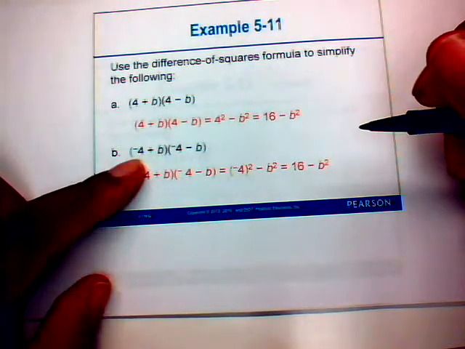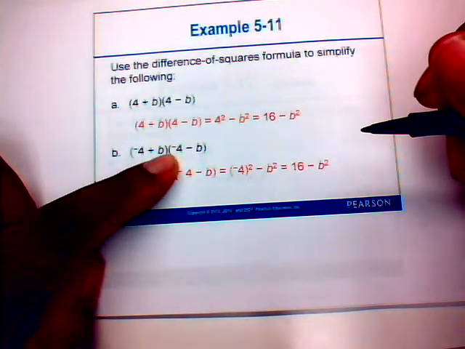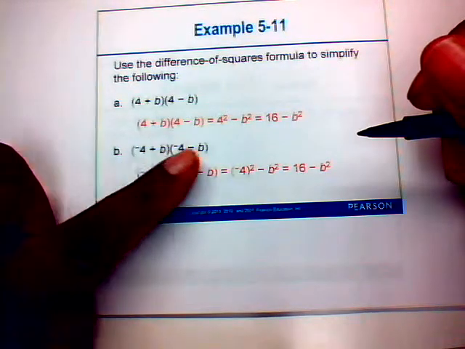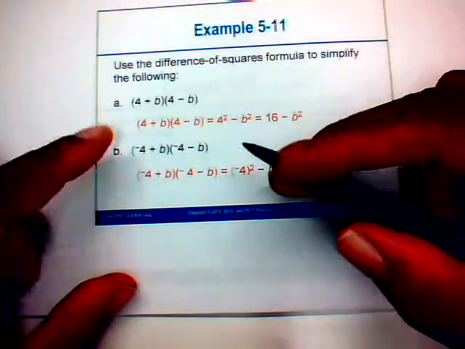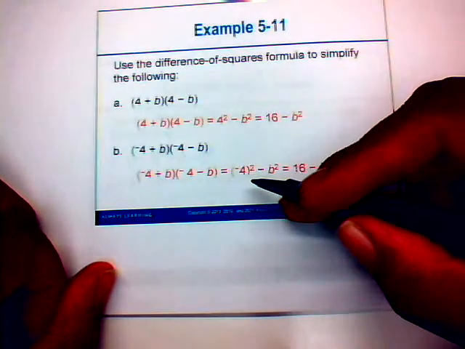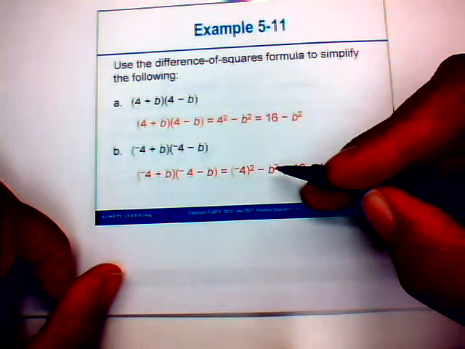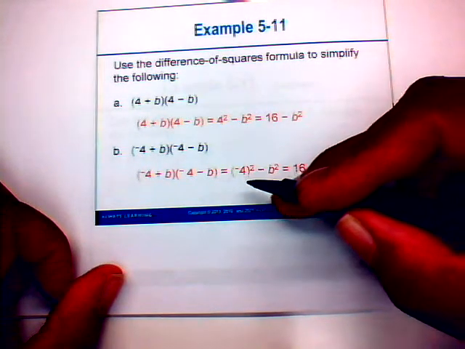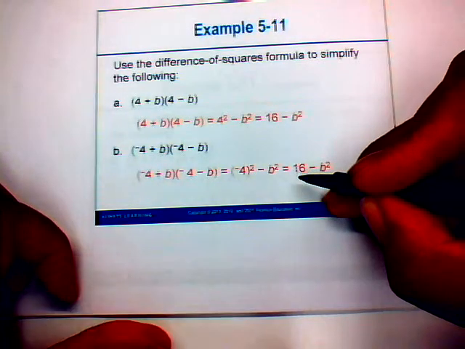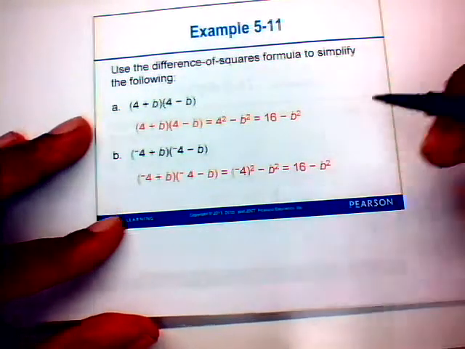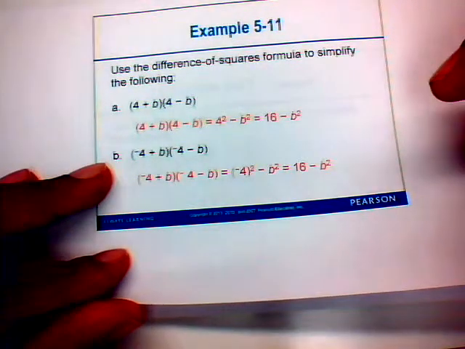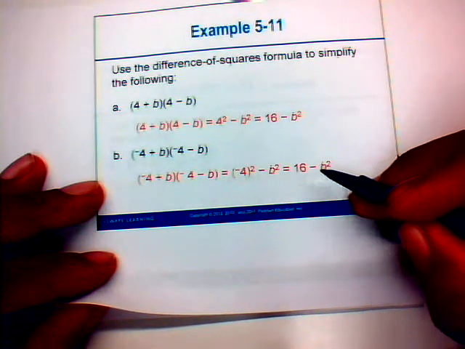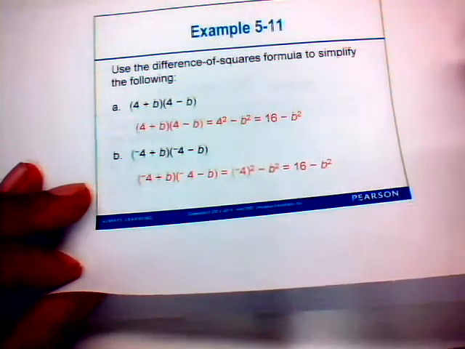And then part B, negative 4 plus b times negative 4 minus b. Again, we have the sum and the difference of the same two terms. So we square the first term, which is negative 4, minus the square of the second term, which is b. Negative 4 squared is negative 4 times negative 4, which is 16. And then bring over the minus b squared. So negative 4 plus b times negative 4 minus b will give you 16 minus b squared.